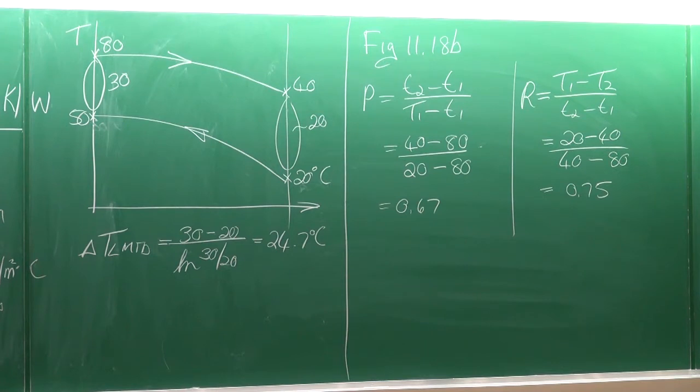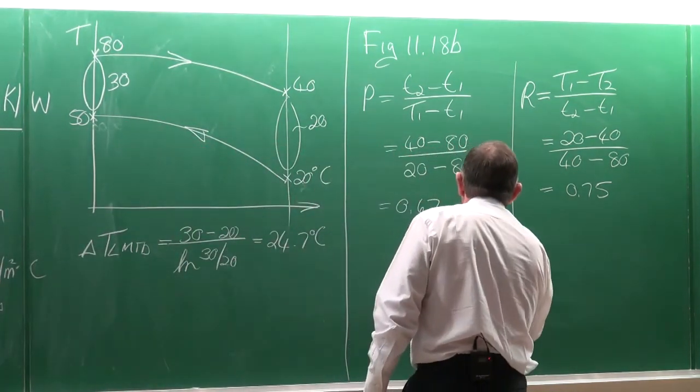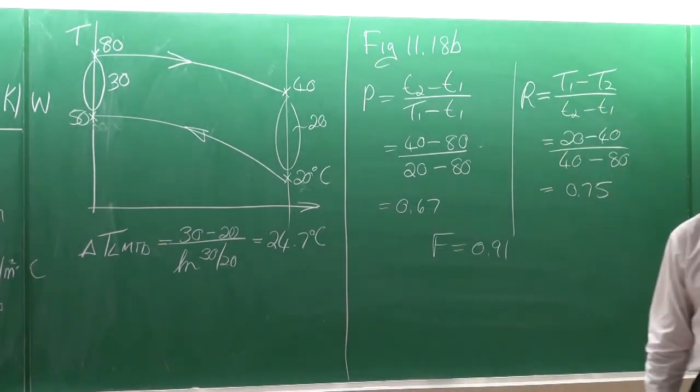We need to look at the bottom one, because that's the 2 shell pass and the 4 tube passes. There's values of R, 0.75. We do not have exactly 0.75. It's between 0.6 and 0.8. And the P value is at the bottom, and that is 0.67, so about 0.7. So the correction factor is equal to about 0.91.